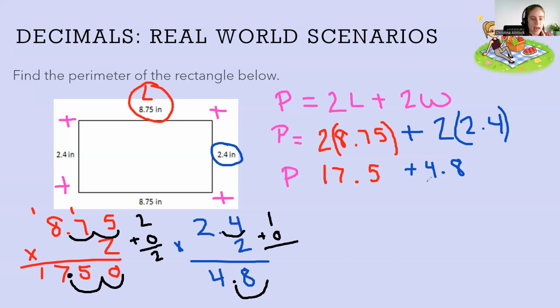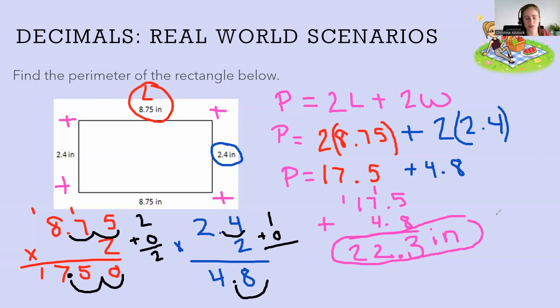We are going to add our two measurements together to give us that total perimeter. So 17 5/10 plus 4 8/10. 8 plus 5 is 13. 7 plus 1 plus 4 is 12. 1 plus 1 is 2. And when we're adding and subtracting, remember you carry that decimal straight down, giving us a total perimeter of 22 3/10 of an inch.